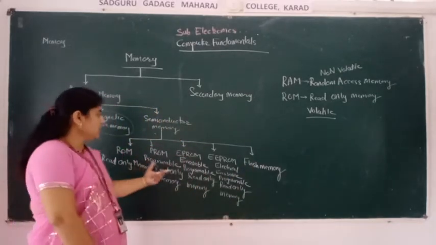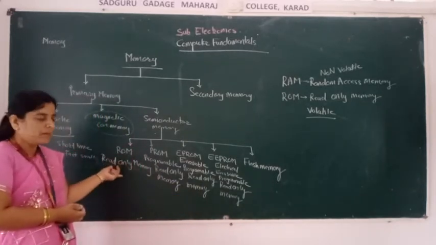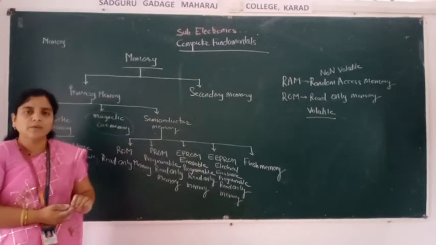We will see what happens in each memory one by one. In the ROM, the read-only memory, we can only read, we cannot write. And this is the volatile memory.